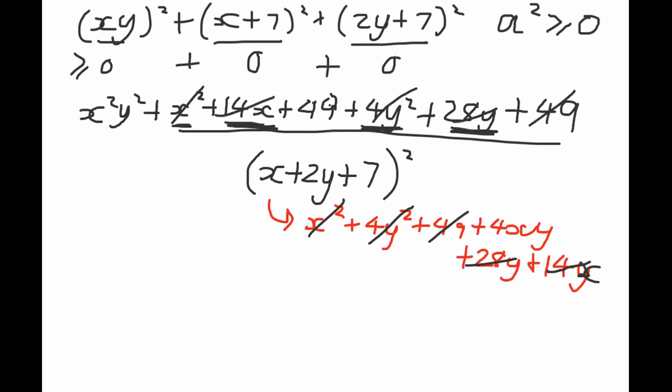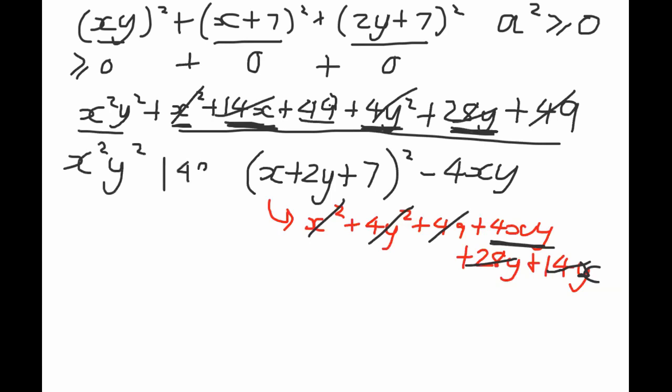But what we have here that we didn't have before is a 4xy. So because we added 4xy, to compensate, we're going to have to subtract 4xy. And of course, the 2 terms we didn't use are just going to stay there. We're going to have an x squared y squared, and we're going to have a 49. So now we've made one square.